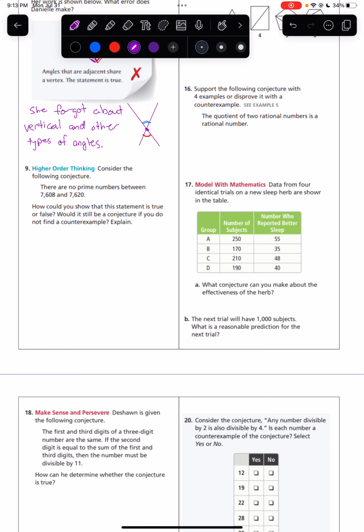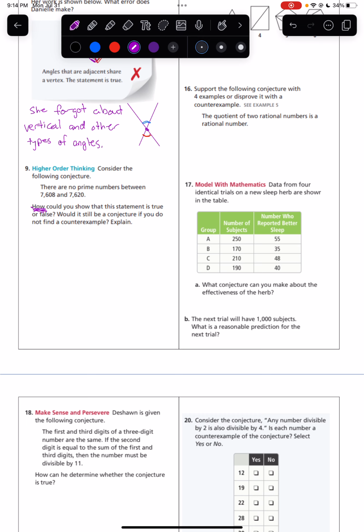There are no prime numbers between 7,608 and 7,620, right? Prime numbers meaning numbers that have no factors except one and themselves. How could you show that this statement is true or false? Would it still be a conjecture if you do not find a counterexample? Explain. So how is going to do a lot of work for us here, because we don't need to show whether the statement is true or false. We would just explain how, right?